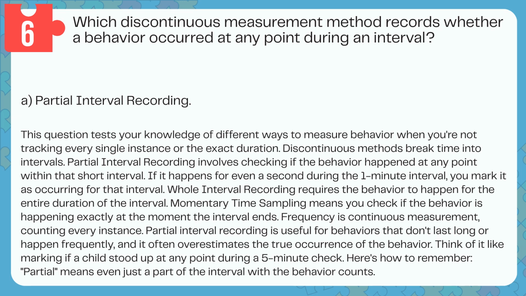Partial interval recording is useful for behaviors that don't last long or happen frequently, and it often overestimates the true occurrence of the behavior. Think of it like marking if a child stood up at any point during a 5-minute check. Here's how to remember. Partial means even just a part of the interval with the behavior counts.